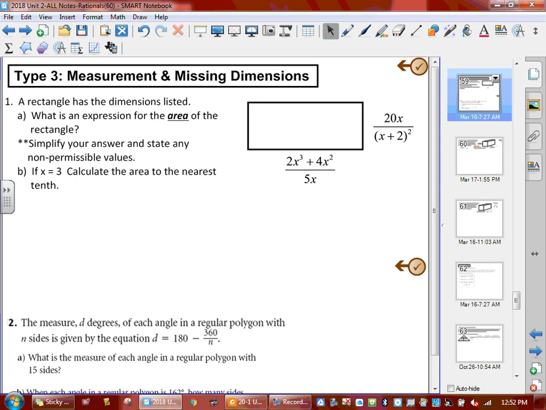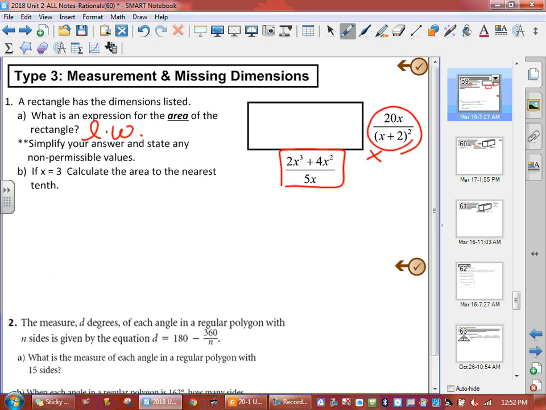So what is our expression? That's what we want to find out. Well, it's going to be length times width. So I'm going to take this guy and multiply it by that guy. As I write it down, the first thing I'm going to do is factor it. Out of the top here, I can take out a 2x squared, and I'm going to have an x plus 2 left over. On the bottom, I still have a 5x.